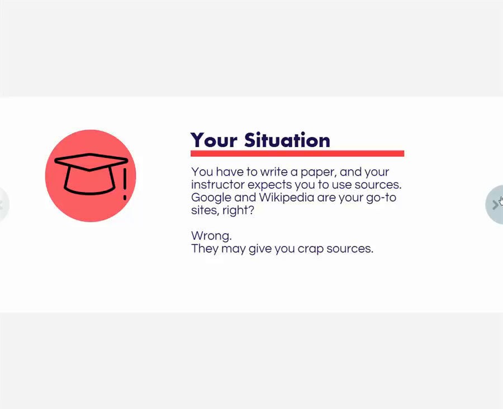So here's the situation. You have to write a paper for one of your classes, and your instructor expects you to cite sources. No problem. You'll Google it, you'll go to Wikipedia, and you'll do fine, right? Not so fast. Those websites might give you crap sources, and then your professor will give you a crap grade. You don't want that.